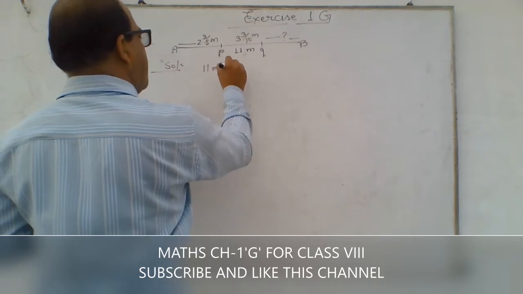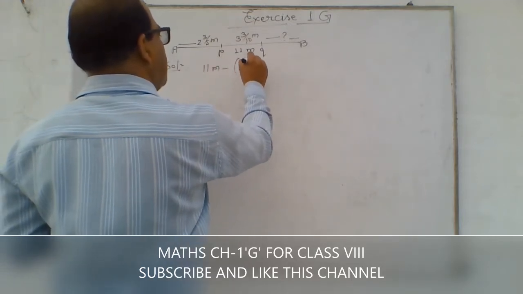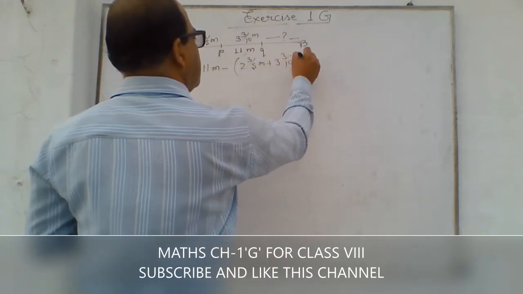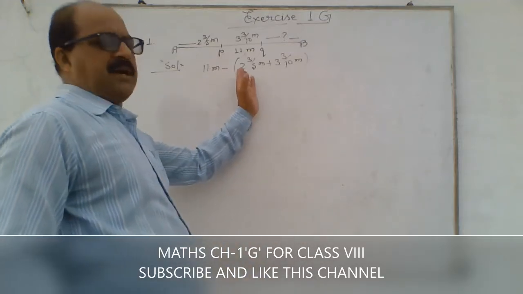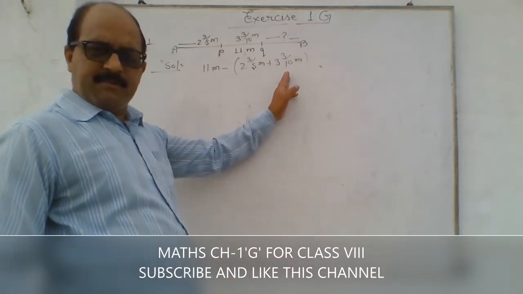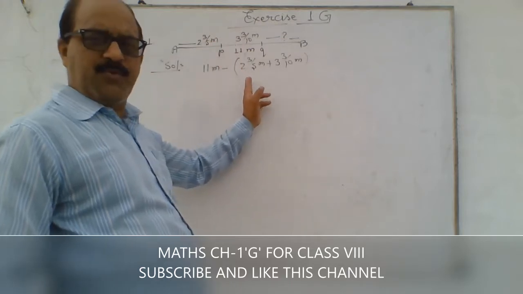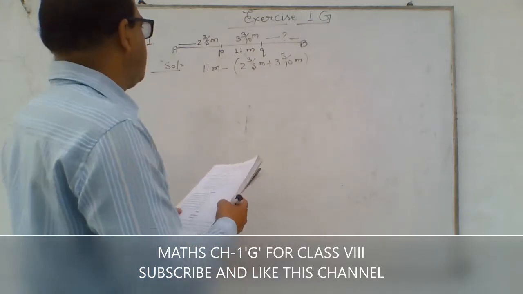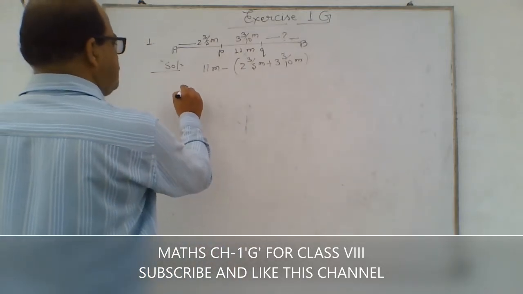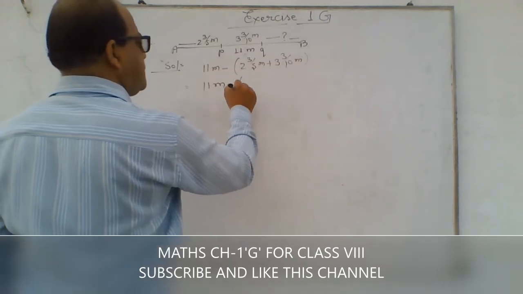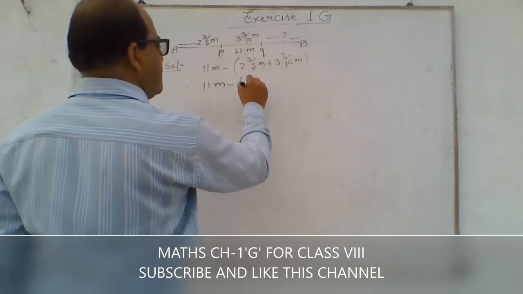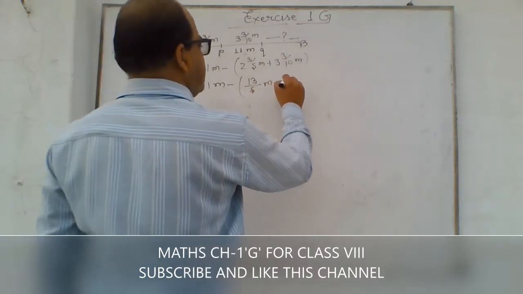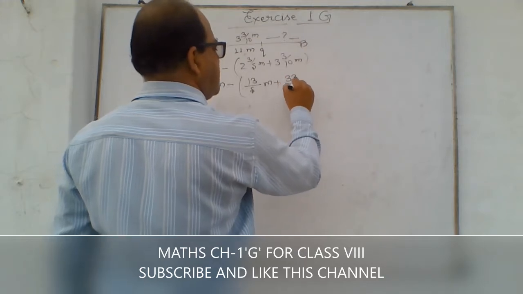11 meter minus, under bracket, 2 whole 3 by 5 meter plus 3 whole 3 by 10 meter. Both parts of the rope will be added and subtracted from the total rope. You will get the answer. 11 meter minus, 5 times 2 is 10 plus 3, 13, 13 by 5 meter, plus 10 times 3 is 30 plus 3, 33, 33 by 10 meter.